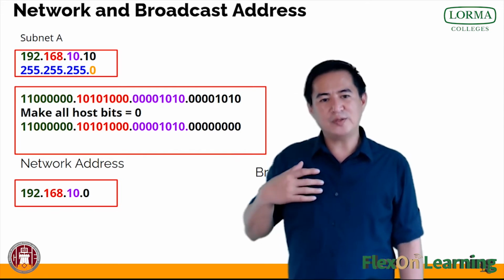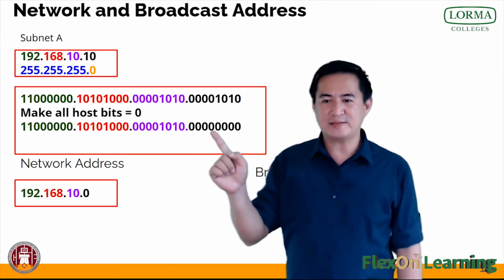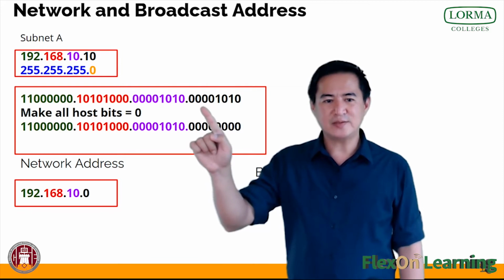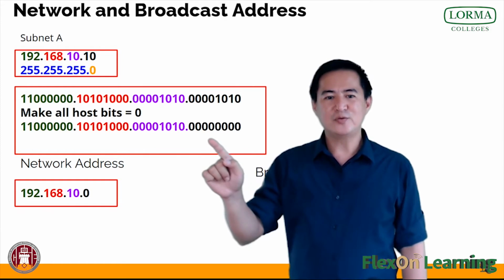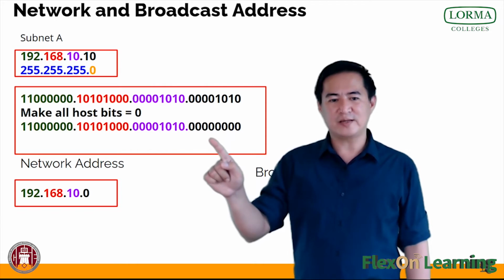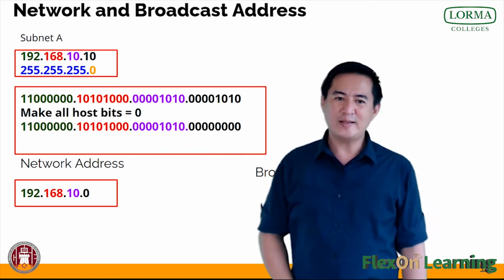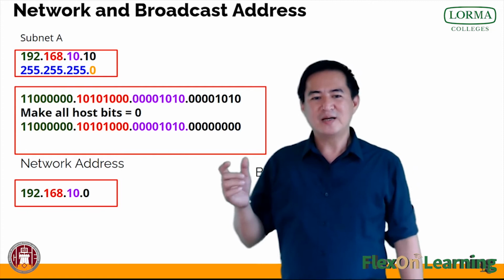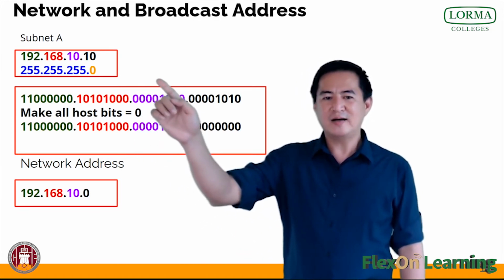If you want to get the network address, you simply make all the host bits 0. In this case, the host bits are this one. We just convert all of them to 0, and then you will arrive at this network address. When you translate this result back to decimal notation, you will get 192.168.10.0.